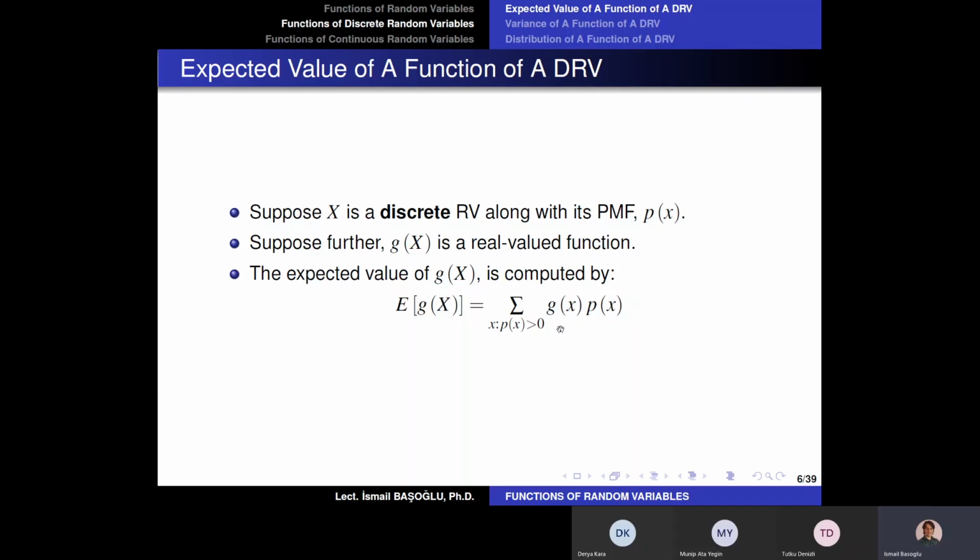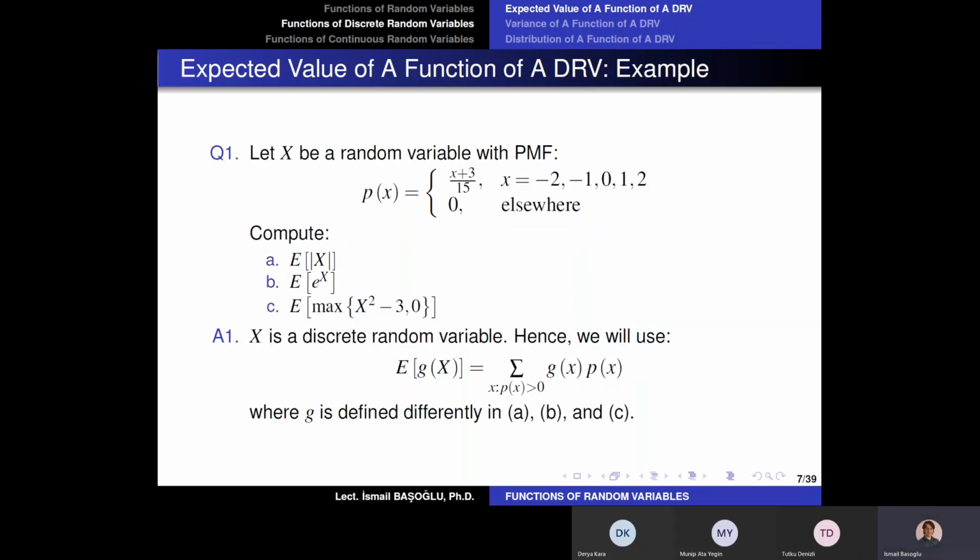Okay? So for all possible values that the random variable can take with positive probabilities, I multiply the function of these values with the respective probability mass values, and sum them up. So this is as easy as it can be. It is a very easy procedure. So let's do that. Let's calculate the expected value of functions of a random variable.